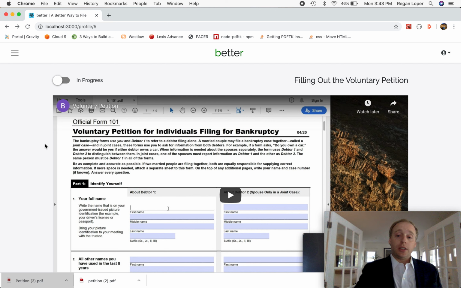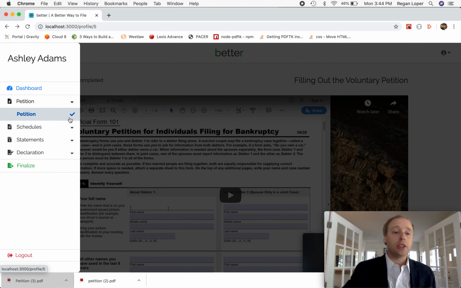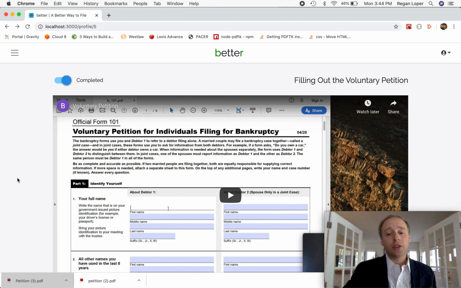And then when you're sure that you're finished with this form, you can actually select this switch to say, I've completed it. That tells the website this form is essentially ready to be finalized at the end of everything. So when you've completed all your other forms and they've all hit complete, you can actually generate a full file-ready set of forms. And you'll note actually that for Ashley, when you look at her petition, there's a check mark here in the side panel.